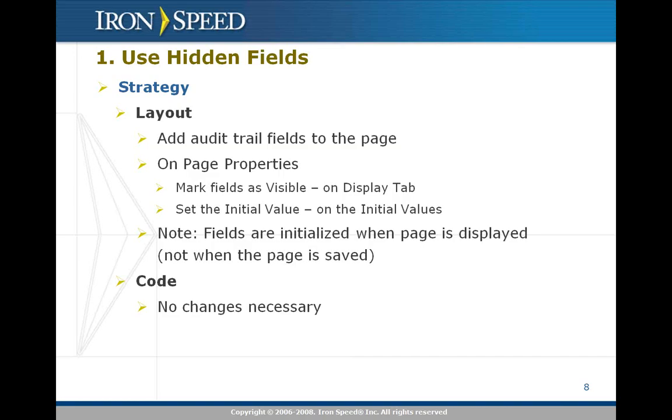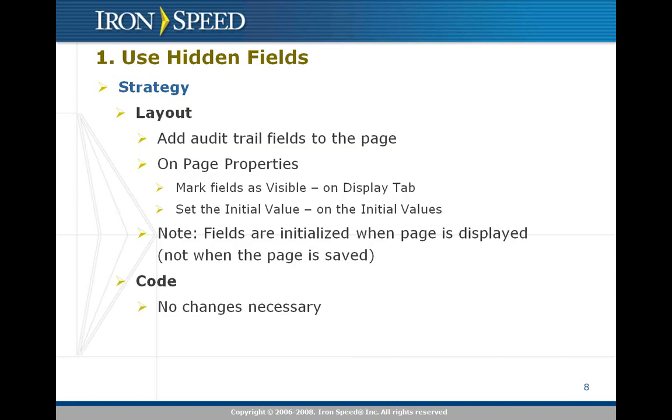What is our strategy in doing this? The strategy is to add audit trail fields to the page if they are not already there. Most of the time they'll already be there, and we don't have to worry about that. On the page properties, the next thing that we need to do is make certain changes to the properties of each one of these controls. What we need to do is essentially either mark them as visible or invisible based on what we want to do, and then we want to set the initial value for these to essentially use the created date or current date or the current logged in user.